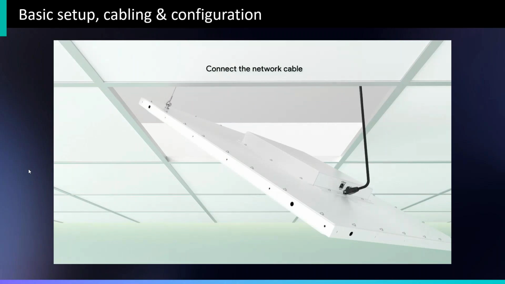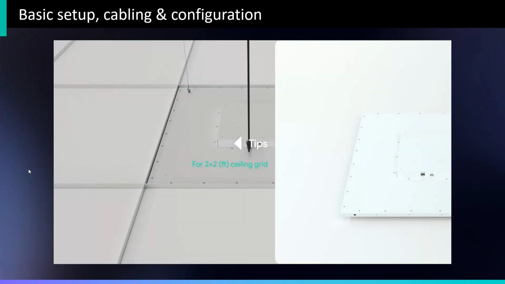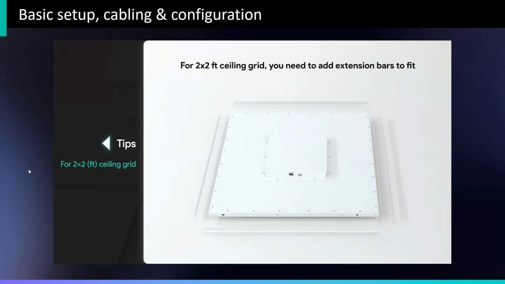Connect the network cable. Install the equipment into the ceiling. For a 2 by 2 foot ceiling grid, you need to add extension bars to fit.